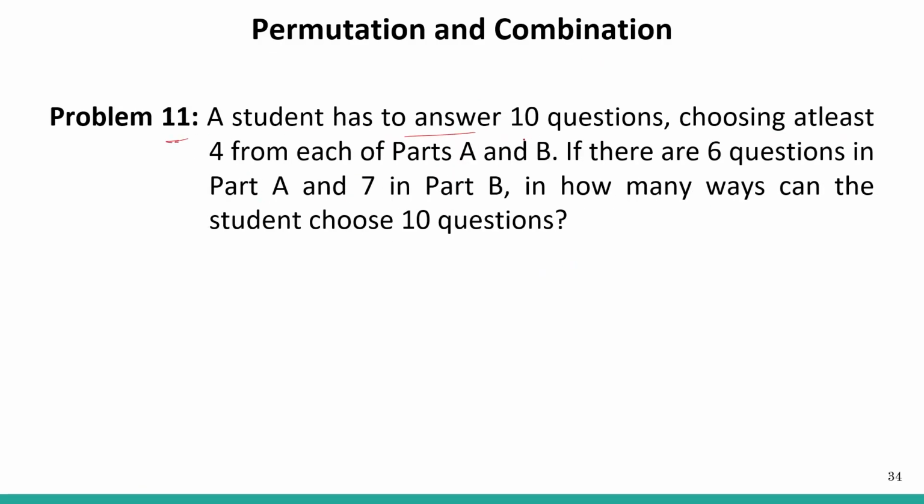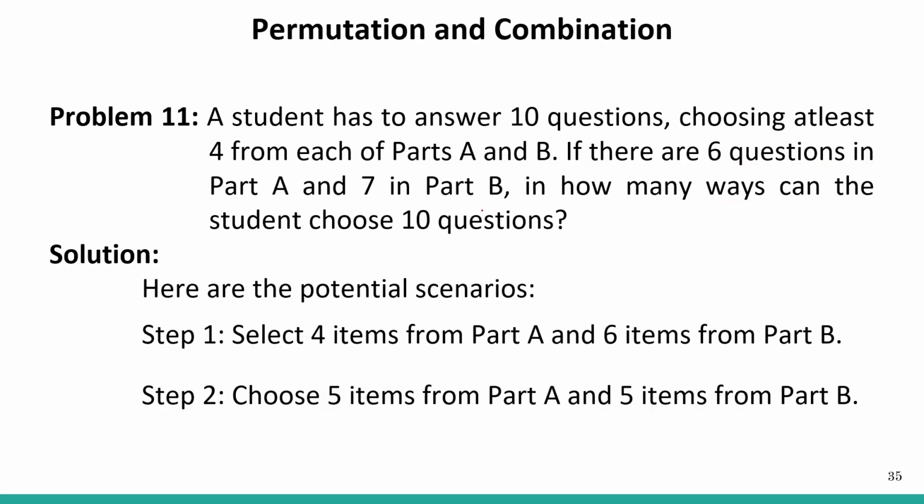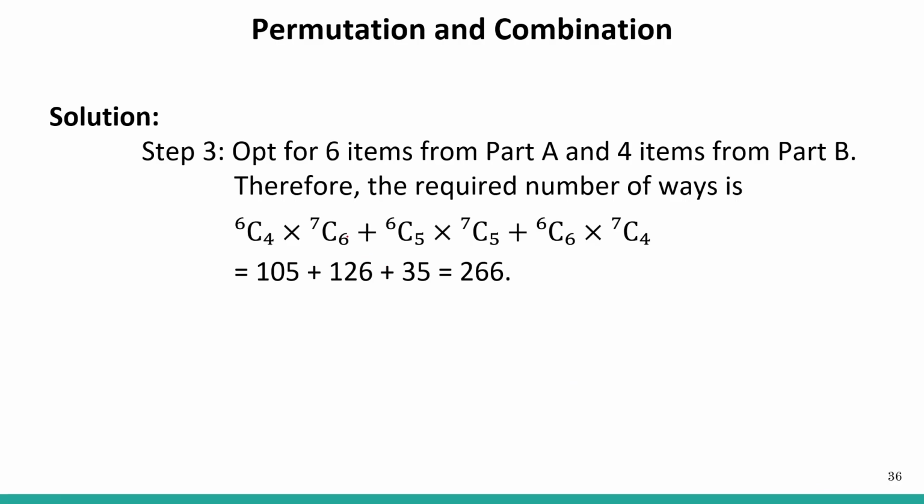So a student has to answer 10 questions, choosing at least 4 from each of parts A and B. If there are 6 questions in part A and 7 in part B, in how many ways can the student choose 10 questions? So select 4 items from part A and 6 items from part B, and choosing 5 items from part A and 5 from B. So summing these all up, what we are left with is 266 as the correct answer.